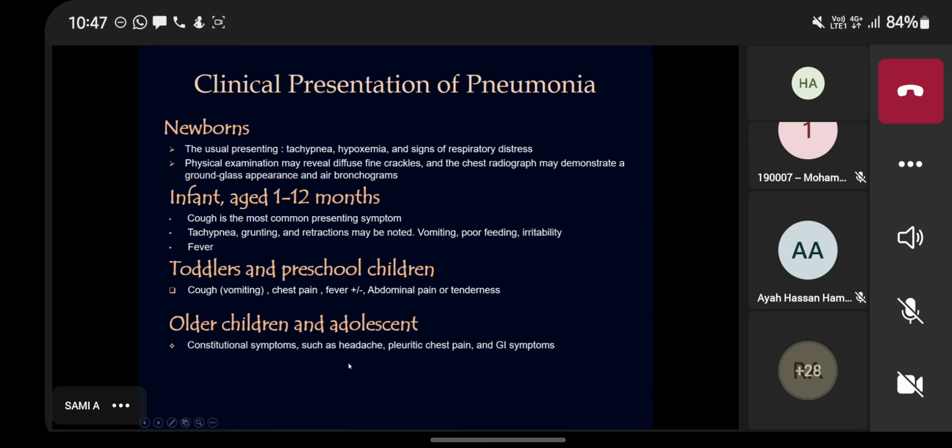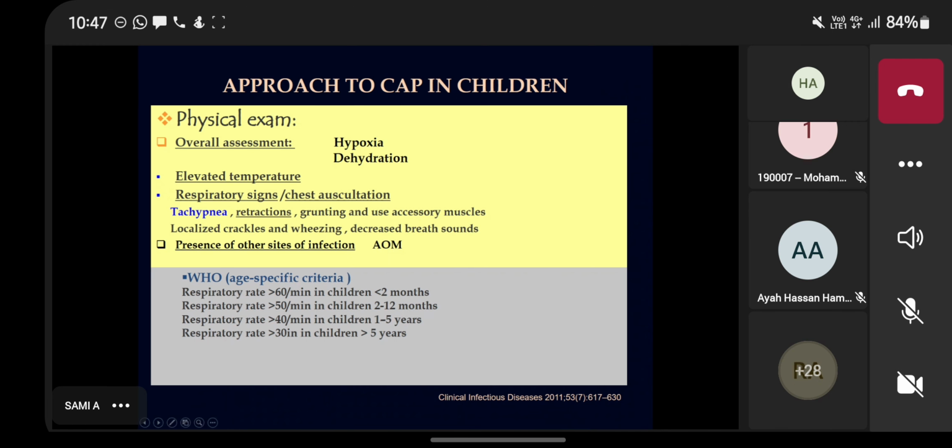Sometimes they also have abdominal pain. And then you see more constitutional symptoms in older children and adolescents. Now, physical examination is very important. The most important thing, whenever you come across a child with pneumonia, is to address hypoxia. You have to correct it early, and you have to pay attention to dehydration.